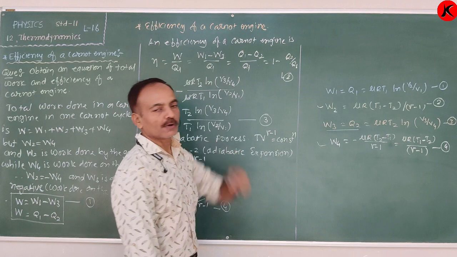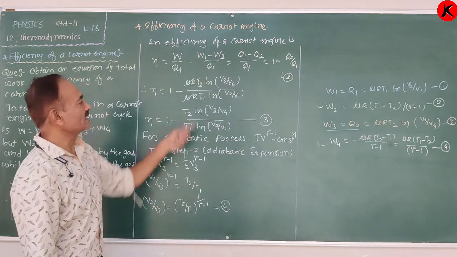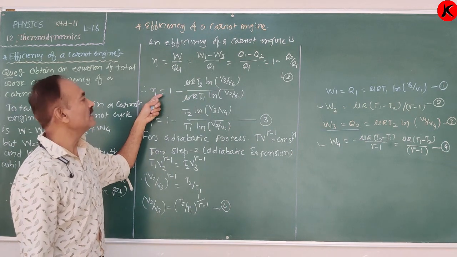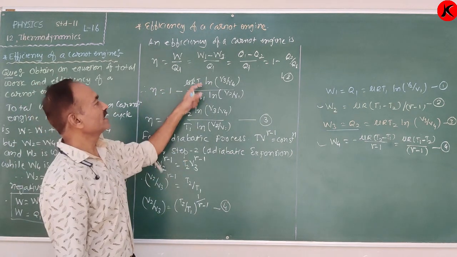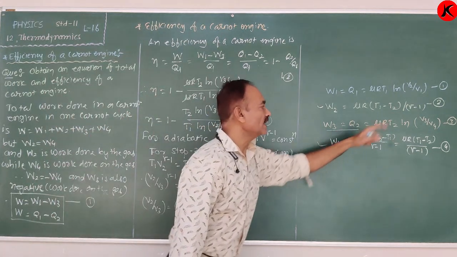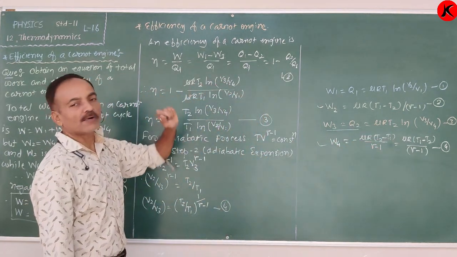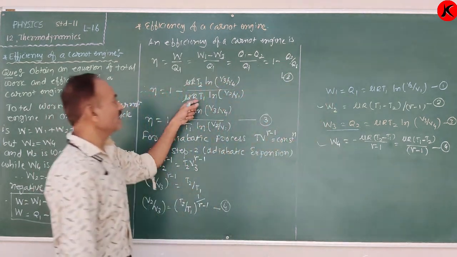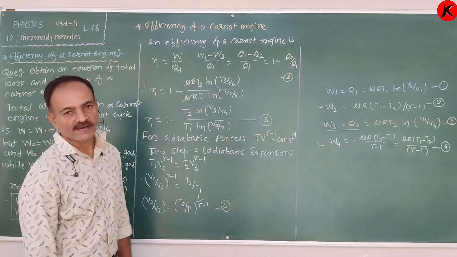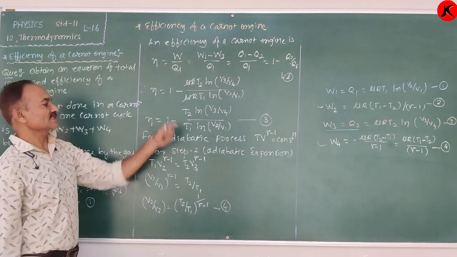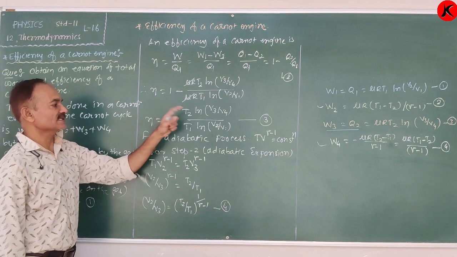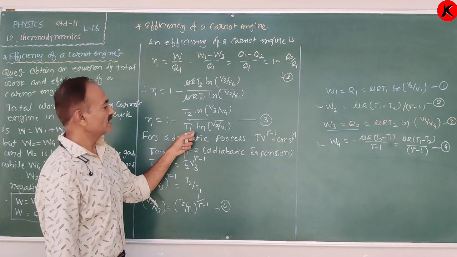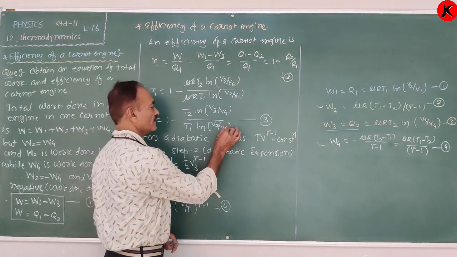Therefore, 1 minus Q2 upon Q1. We substitute the value of Q2 and Q1 in this equation. Therefore, efficiency η is equal to 1 minus Q2, which is μ R T2 ln V3 upon V4, divided by the value of Q1, μ R T1 ln V2 upon V1. μ R is cancelled, therefore η is equal to 1 minus T2 ln V3 upon V4 upon T1 ln V2 upon V1.